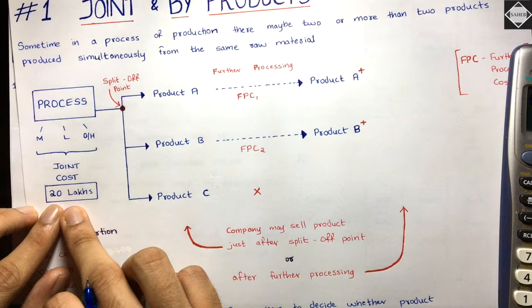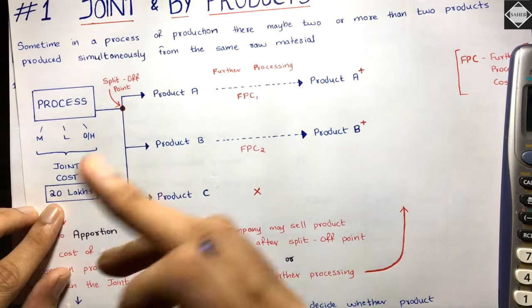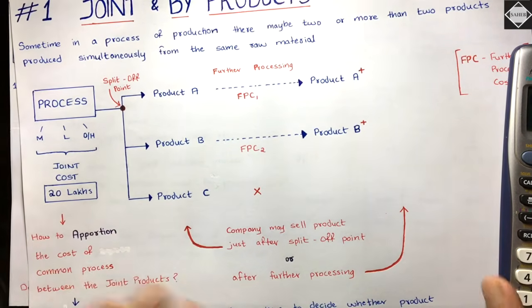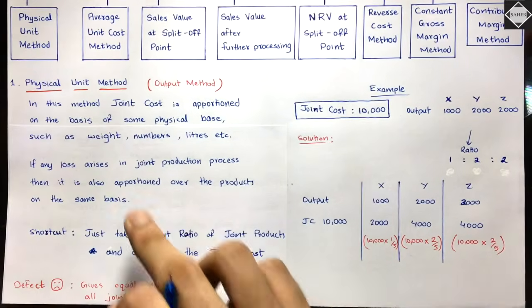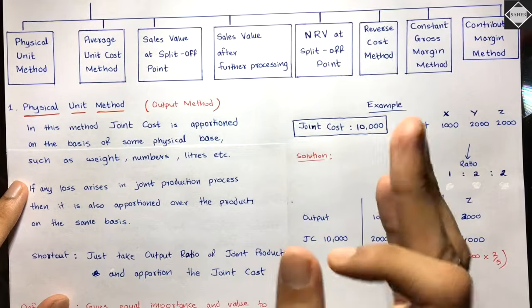Yeah, if there was no loss, then apportion this 20 lakhs to that 100 kg. Is that clear? This is how you have to go about this. Really simple and straightforward. Okay, now we'll see this. What does this line mean exactly in illustration 1?